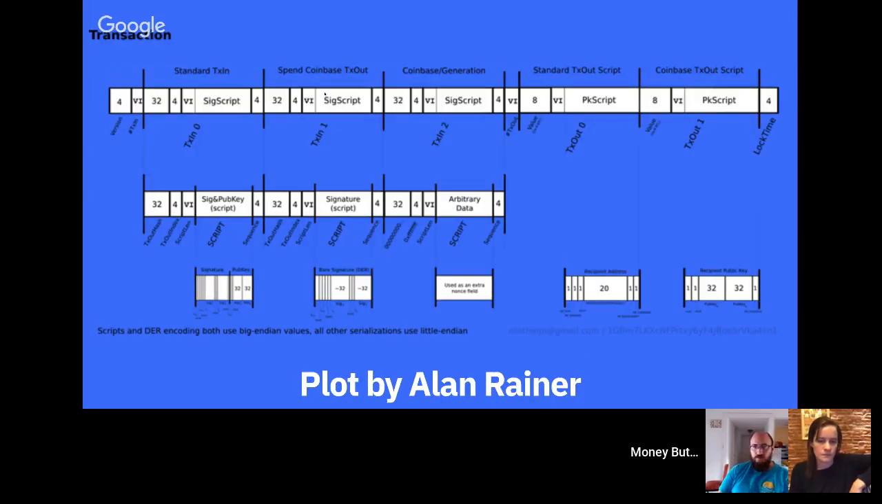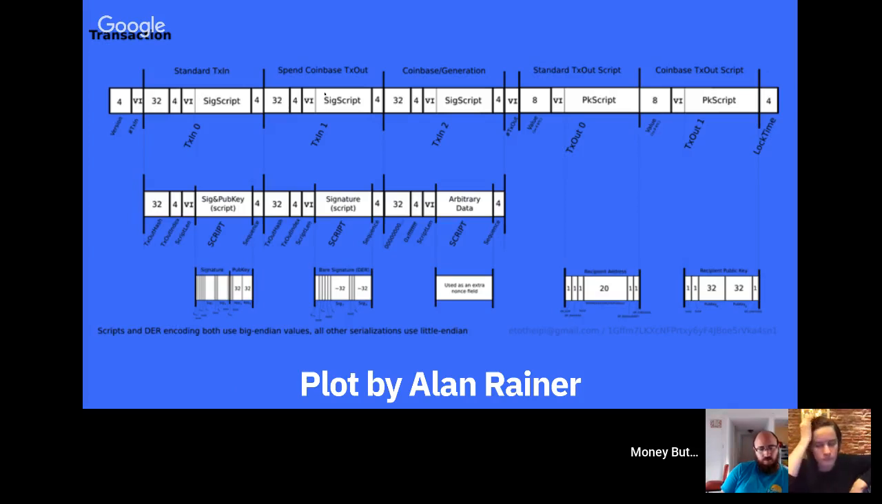Now, here's another way of looking at what a Bitcoin transaction is. This is a detailed bitwise overview. I'll quickly cover it. I do highly recommend looking at this for anybody that ever builds a wallet. This is a wonderful chart created by Alan Rayner quite a long time ago. I think it goes back to 2011 or so. Alan Rayner was the founder of Armory, which was an early Bitcoin wallet.